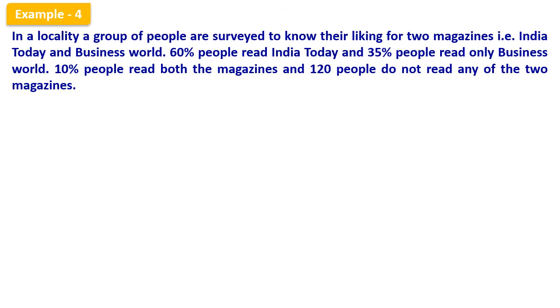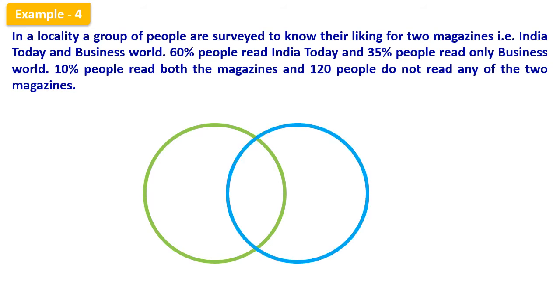Okay. Now how to construct a Venn diagram for this particular question? First of all, we will make 2 circles. First representing India Today magazine and second representing Business World magazine. So 60% of the people read India Today. So the count of the first circle is 60% of the population. And it is said that 35% people read only Business World. The word only is important. Only Business World. So 35% will be here inside.